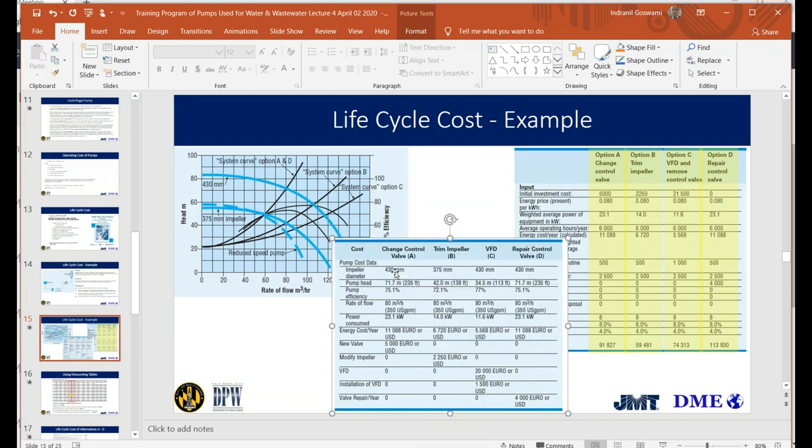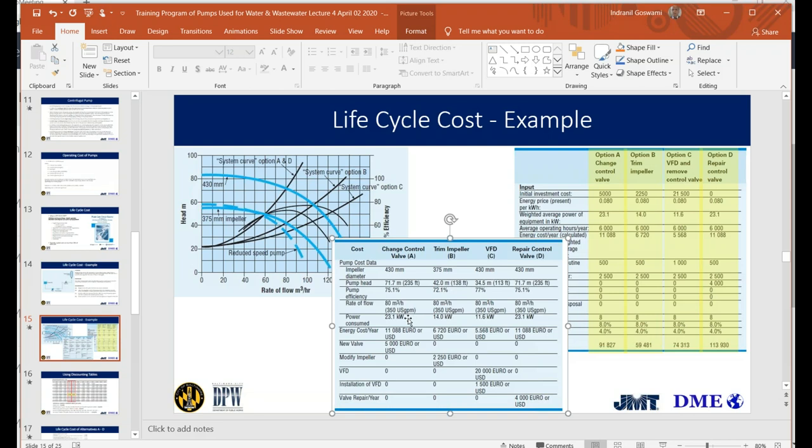based on that, you can see that for options A, C, and D, we have the same impeller size, but option B was to trim the impeller. So that one is the 375 millimeter impeller. And all the characteristics in terms of the discharge, the rate of flow, the pump head, the efficiency, all of these parameters have then been worked out from the data embedded in that first figure. And based on that, we have some power consumption calculations as well.